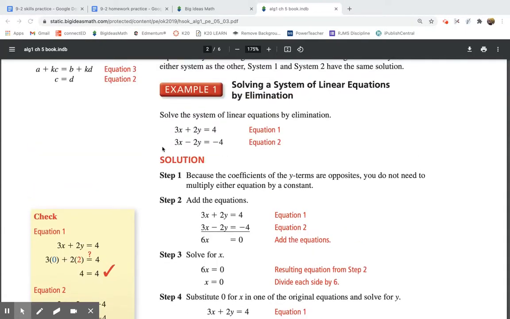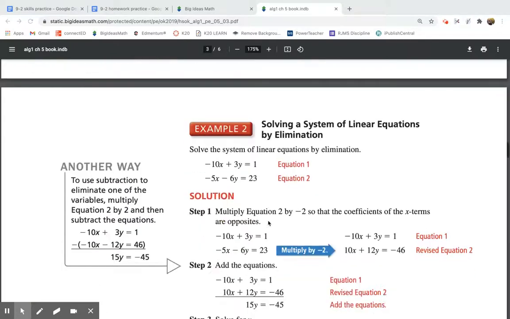So the whole point is you're trying to line it up and cancel out one of the variables. It doesn't matter which one, just whichever one's easiest. This one was already set up to cancel the y's, so that's what we did. Okay, so we're going to look at another example.